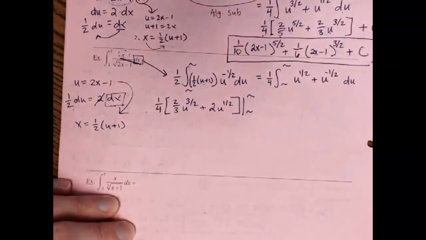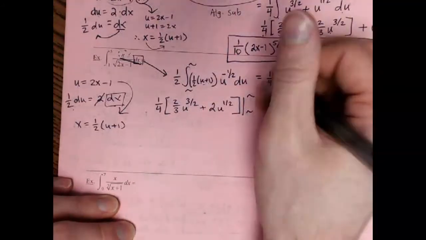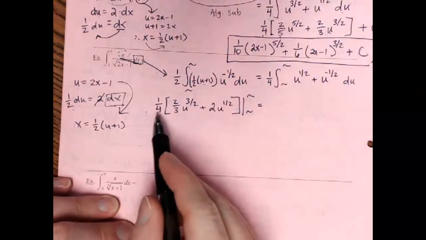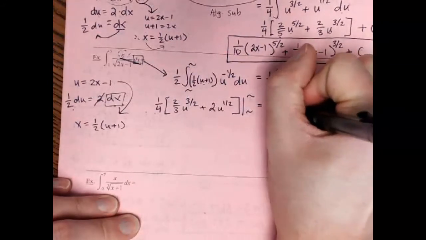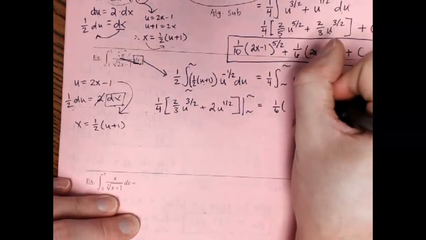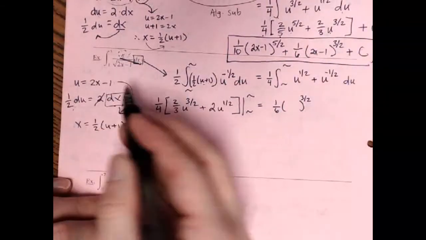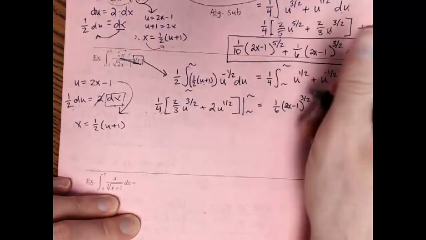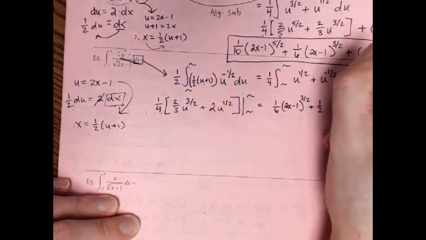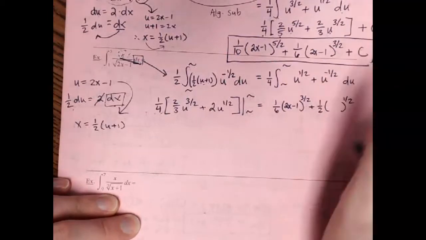You could reverse substitute, or if you wanted to, you could find the u values and plug them in. I'm going to reverse substitute. I'm going to simplify also, distribute the 1/4. So see, that's 2 over 12, so that's going to be a 1/6 something to the 3/2 power. Reverse substitute. Then I have 1/4 times 2. That's going to be a 1/2 something to the 1/2 power. Reverse substitute.